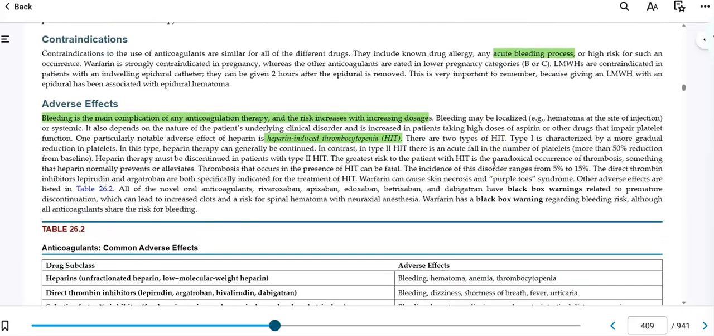Adverse effects range from bleeding, which is the main complication of any anticoagulation therapy, and the risk increases with increasing dosages. So the higher their dosage level, the more likely they are to have unintentional bleeding. We can also have heparin-induced thrombocytopenia, where you actually deplete their ability to clot and they bleed out. We can have type 1 or type 2 thrombosis occur in the presence of this heparin-induced thrombocytopenia that can be fatal. It's fairly rare, between 5 and 15%. I've seen it twice in my practice, so not a ton of times.